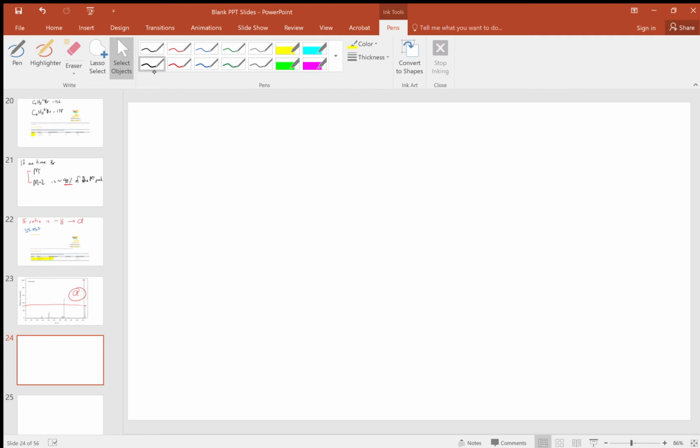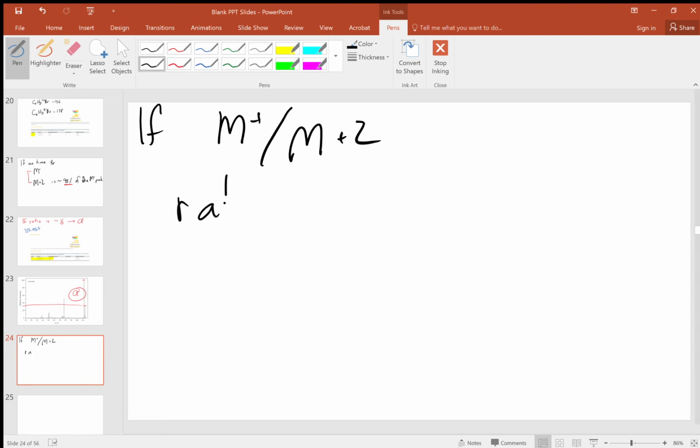So again, just to summarize this, if there's an M plus and an M plus 2, if the ratio is very, very close to 1:1, then that means our molecule most likely has a bromine. But if that ratio is more like 3:1, then that's an indication we have a chlorine within our molecule.